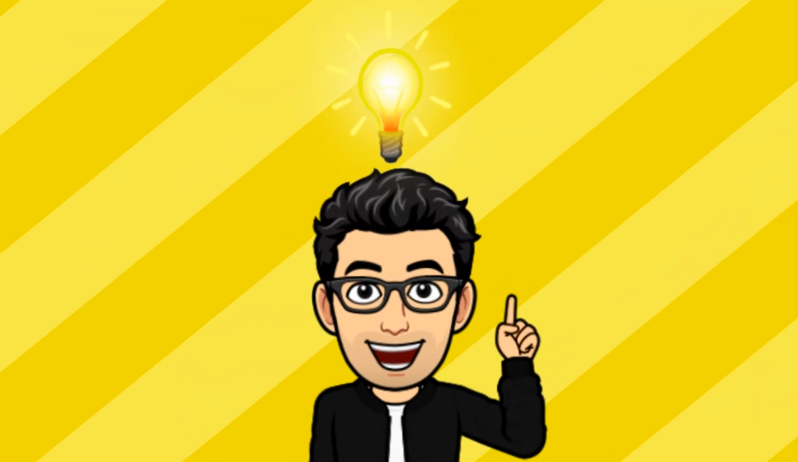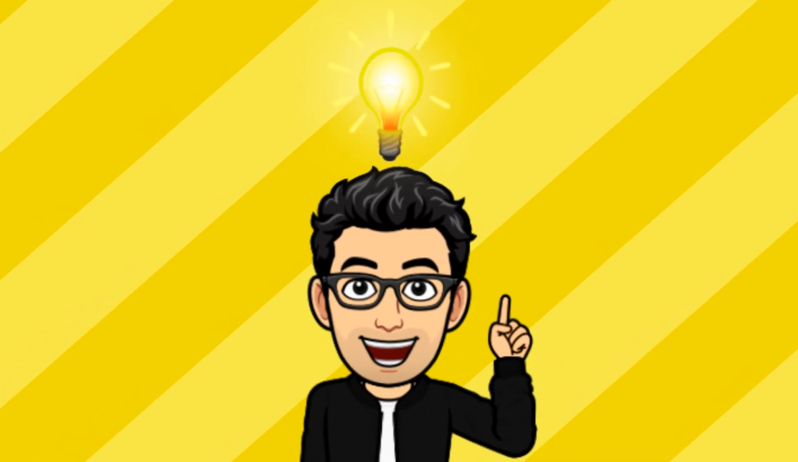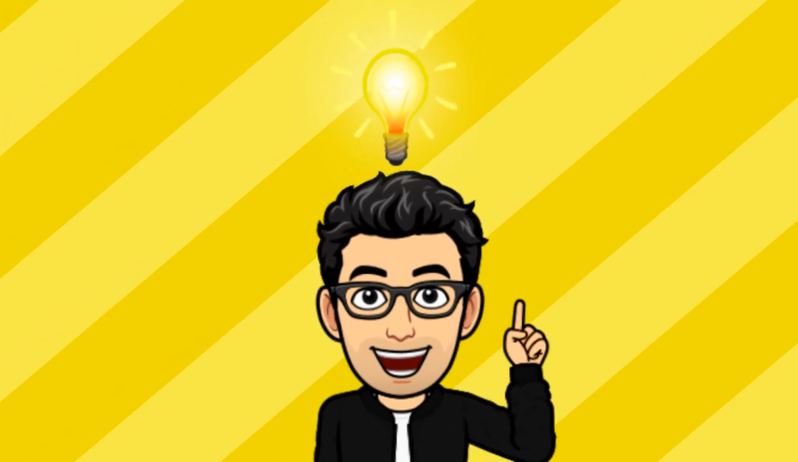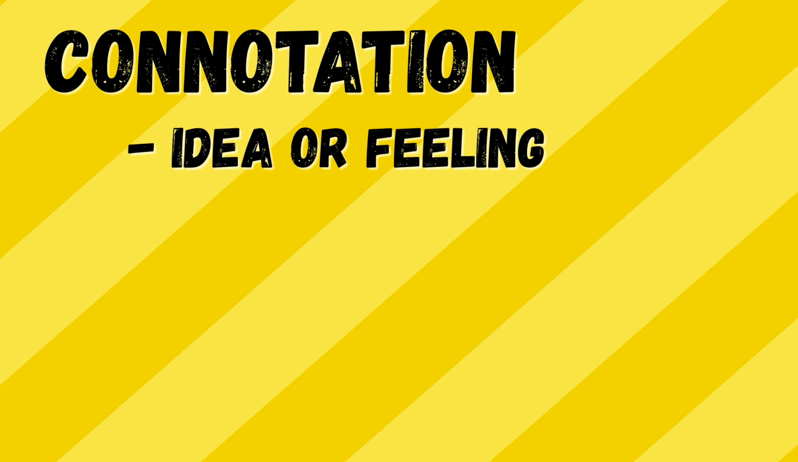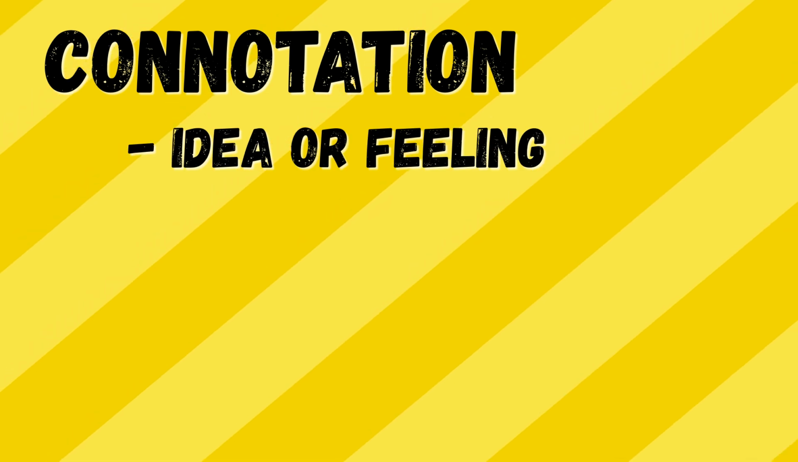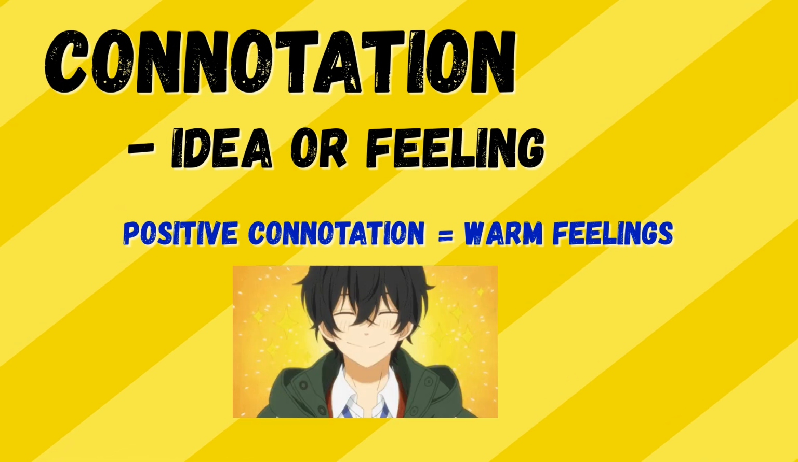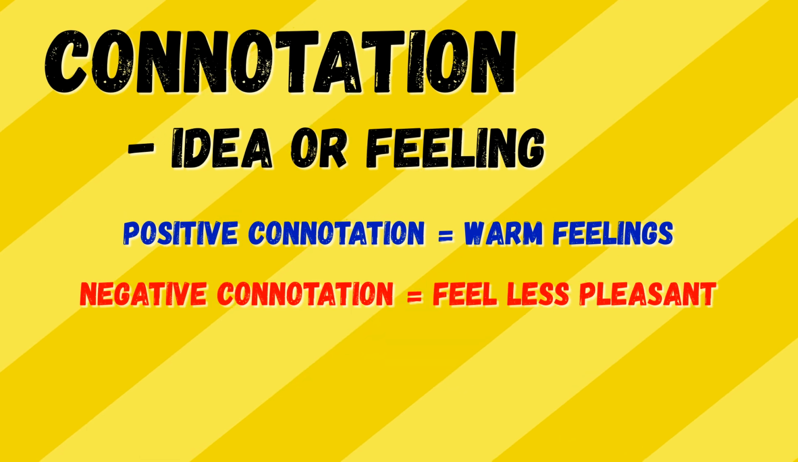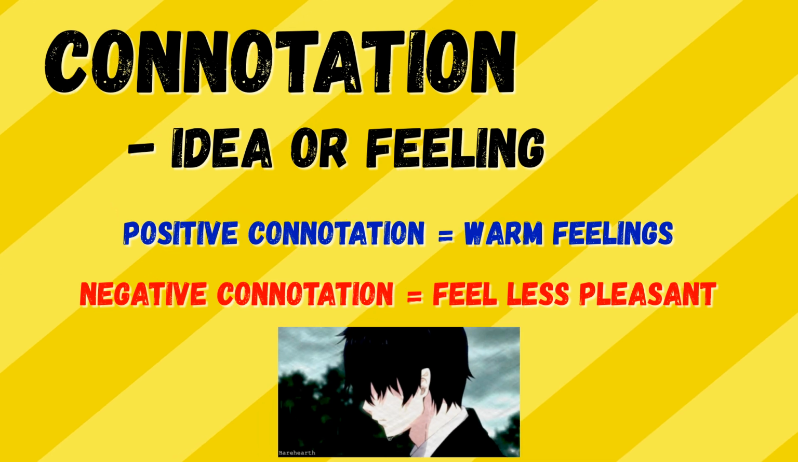Recognizing positive and negative messages involves understanding the underlying sentiment conveyed in written or spoken communication. And one word that you need to understand in this lesson is connotation. Connotation is an idea or feeling that a word evokes. If something has a positive connotation, it will evoke warm feelings. Meanwhile, something with a negative connotation will make someone feel less than pleasant.